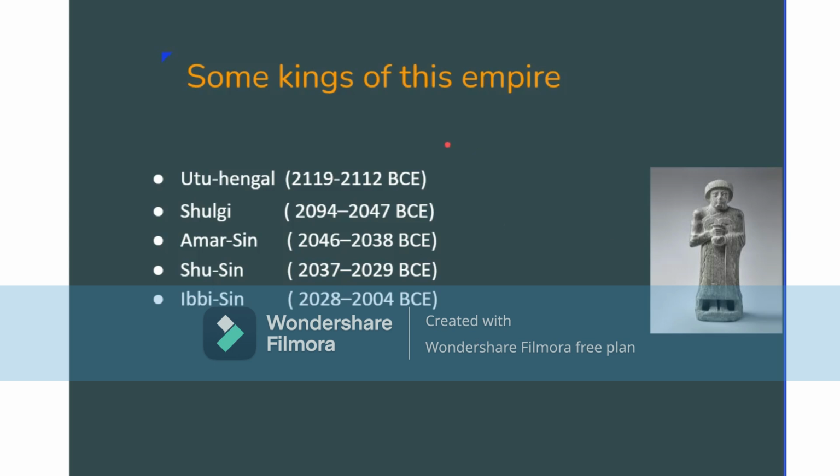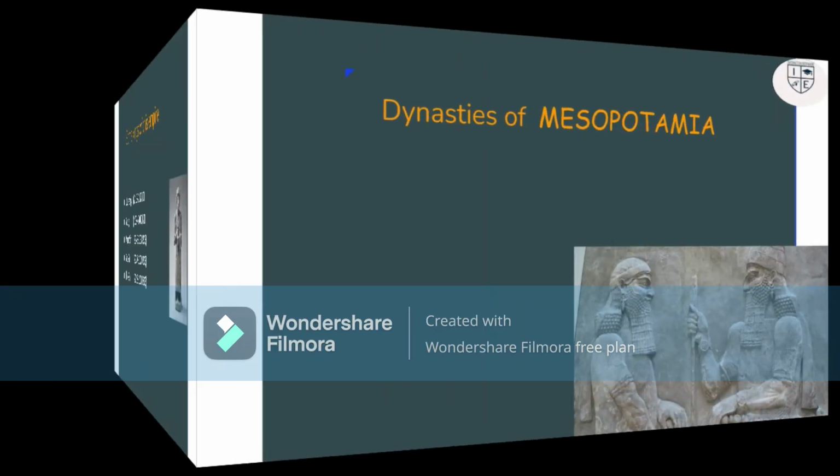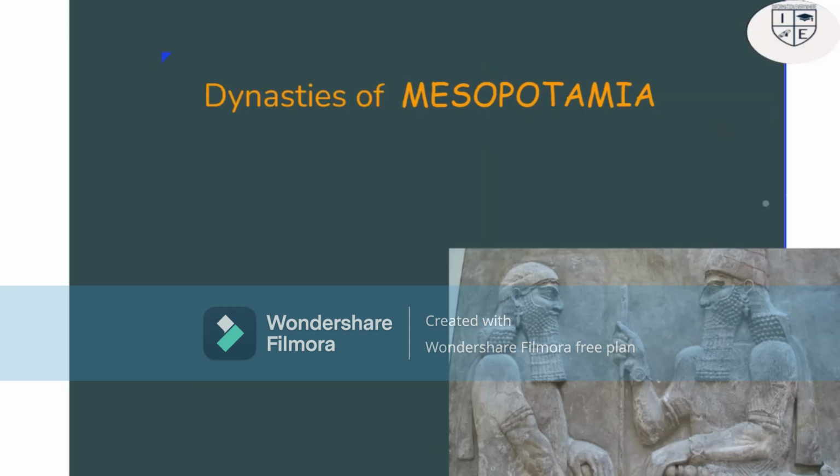And just remember these dates are in BC, and this is not the current era or the CE, Christ era. How can it be Christ era? We are in 2024. Anyway, dynasties of Mesopotamia.